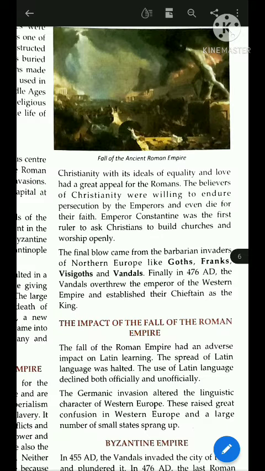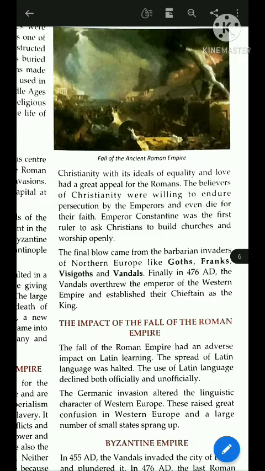The final blow came from the barbarian invaders. Barbarian invaders means uncivilized invaders. Invader means the one who attacks. So, uncivilized attackers of North Europe like Goths, Franks, Visigoths and Vandals.